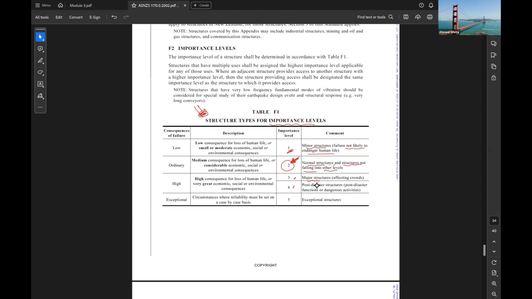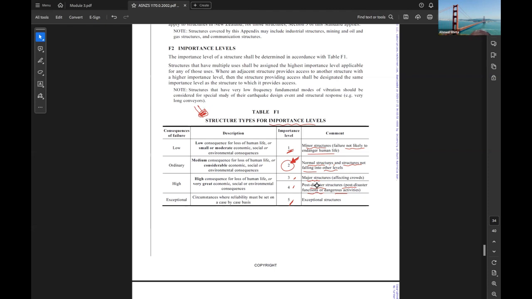And number 4 is post-disaster structures that need to function after the disaster. For example, after earthquakes, the hospital needs to be working to give treatment to people, and the police station and so on. So this type of building will be level 4. The exceptional circumstances, where reliability must be set on a case-by-case basis, is importance level 5, which is exceptional structures, like for example nuclear structures and so on.